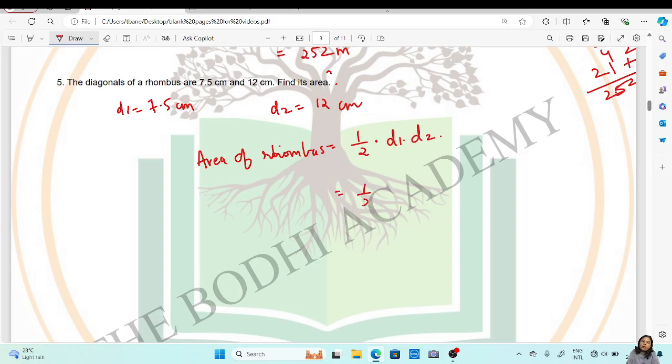So we know half into diagonal 1 we know is 7.5 into 12. So this you can cancel out. So 7.5 into 6. So 45 centimeter square is the area of this rhombus.